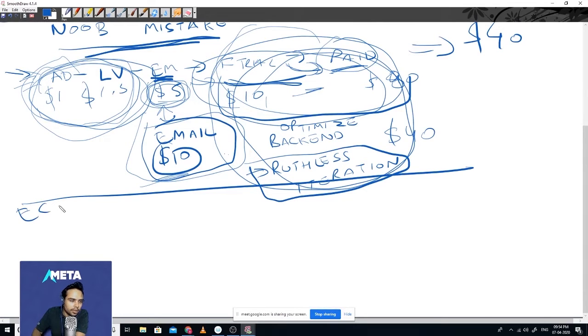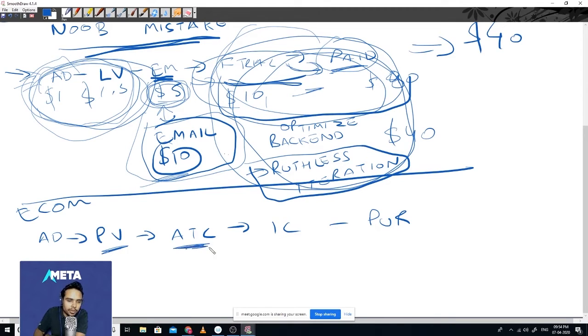In e-comm, let's say you are competing, again, I'll draw an e-commerce funnel. PV, ATC, IC, and purchase. Okay, cool. So here, I think you were fighting on the page view, or if you want to go a little deeper, you're fighting on the add to cart. If per add to cart is costing you $3, you're losing a lot of market share. You can afford to spend.